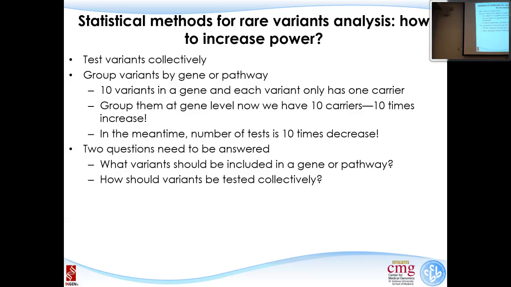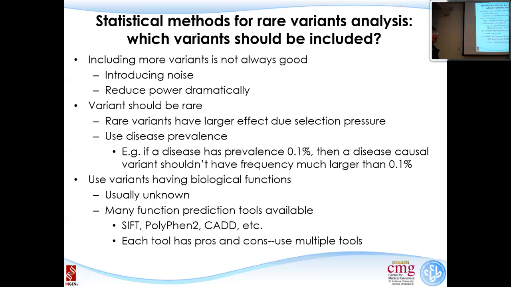These are the two questions you need to answer before you perform this group-based analysis. The first one: what variants should I group together? And how do I perform the test? Definitely, more variants is not good. If you add more variants, mostly you are introducing noise, and this can decrease your power dramatically.